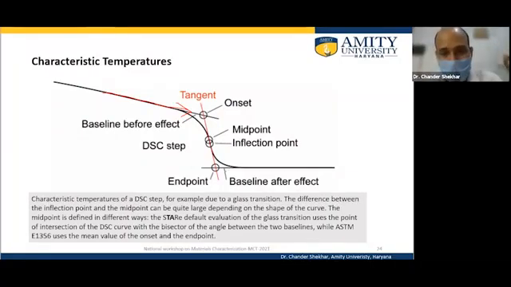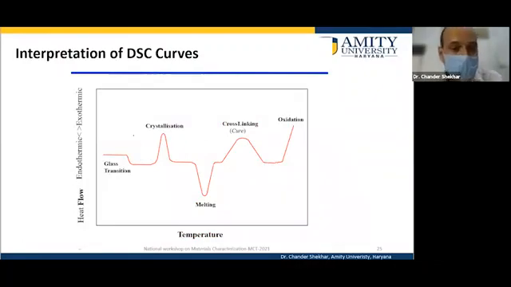There is a slope, and then there is a baseline, and in between, depending upon the midpoint or the inflection point, there's a tangent that is drawn, and the point of intersection of the onward and the baseline tangent determines the onset point and the endset point. Okay, and these are similarly used for the designation of the particular event.